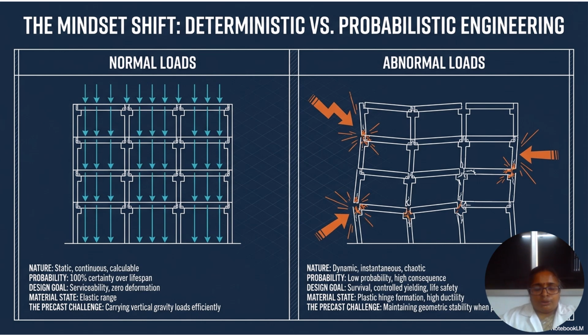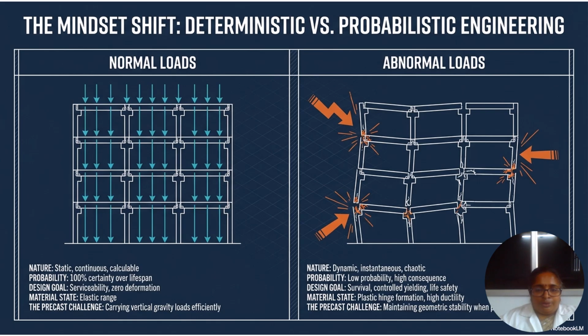The normal loads acting on a structure are shown in the figure, and the abnormal loads acting on the structure are also shown. The nature of normal load is always static, continuous, and calculable, whereas in abnormal loads we cannot predict the time at which they will occur. They are dynamic and instantaneous, and create a chaotic experience. In terms of material state, the structure behaves in an elastic range under normal loads, whereas abnormal loads result in plastic hinge formation and high ductility.